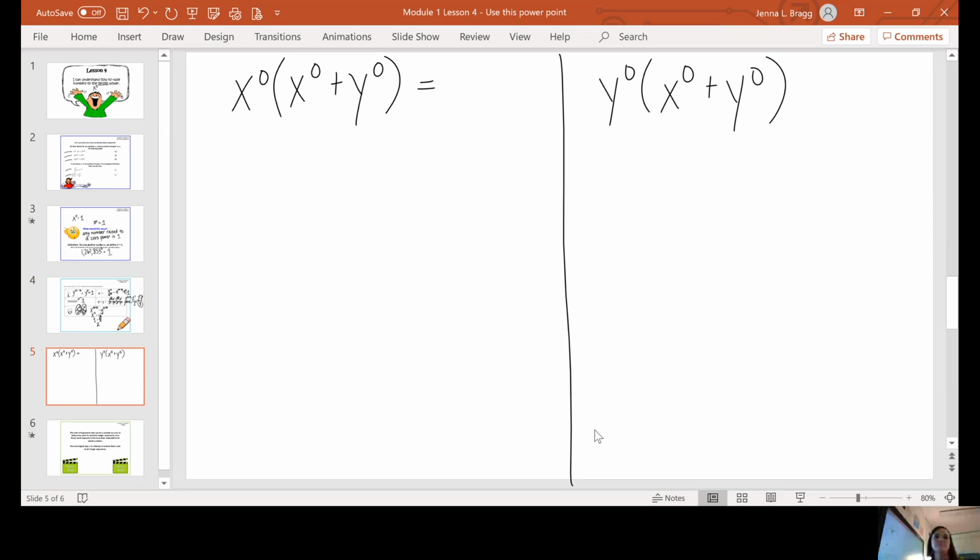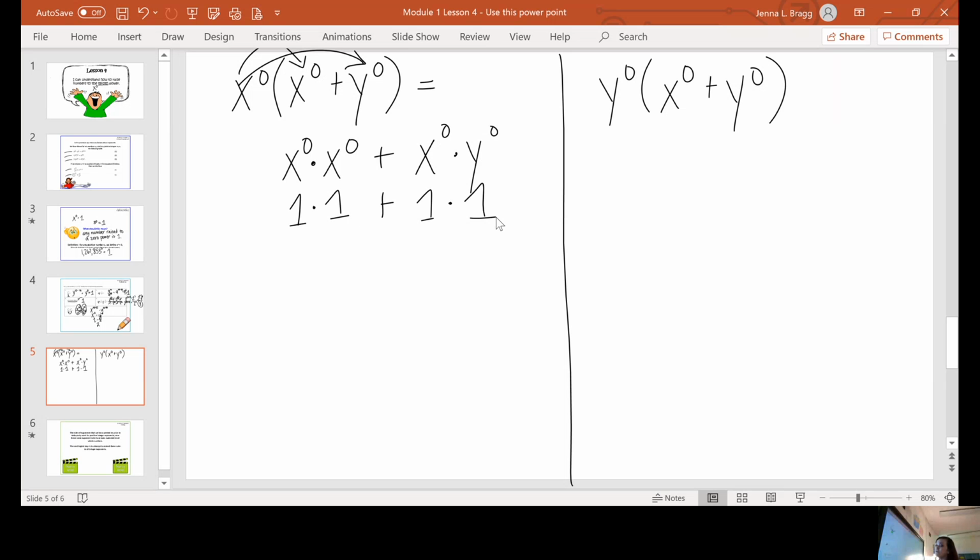I'll show you one more. Here, I'm going to use that distributive property that I keep talking about where everybody gets something. So I multiply my x to the 0 times x to the 0. I add x to the 0 times y to the 0. We've already discussed that anything raised to a 0 power is 1. So I have 1 times 1 plus 1 times 1. Use your order of operations, PEMDAS. So I multiply first. Multiply my 1's. 1 plus 1 is 2. So pause here and do the other problem on the other side, and let's see what we get.